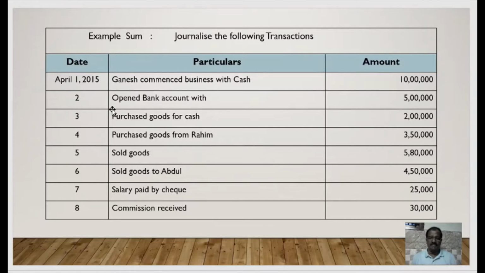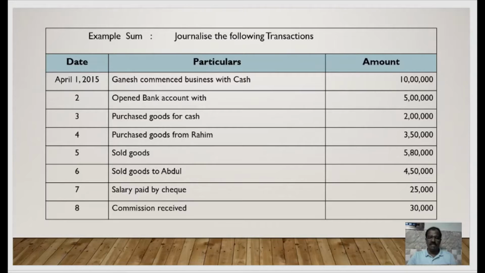Journalize the following transactions. This is the example sum we have got. We have taken a set of 8 journal entries starting from April 1st of 2015 for example. Here we have got one Mr. Ganesh commenced business with cash of rupees 10 lakhs. And on second opened a bank account with rupees 5 lakhs, purchased goods for cash rupees 2 lakhs.